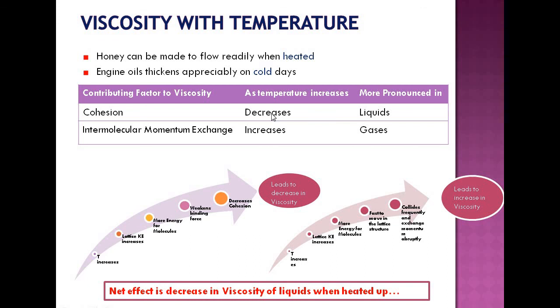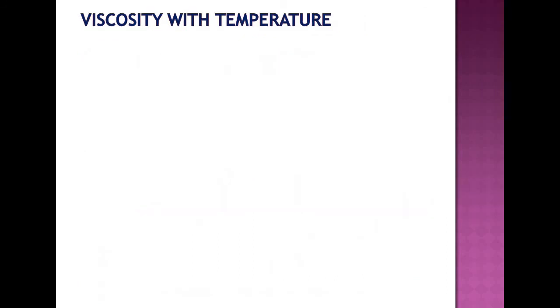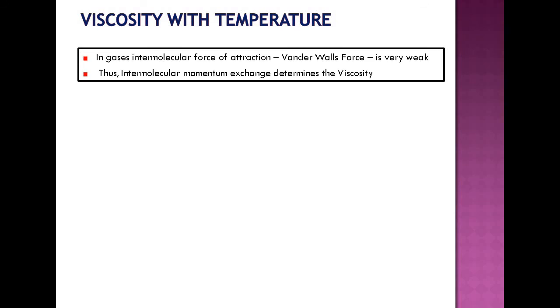For liquids, cohesion is more predominant. For gases, molecular momentum exchange is more predominant. So the net effect is a decrease in viscosity of liquids when heated, because cohesion is more predominant than intermolecular momentum exchange in liquids. So as temperature is increased, the viscosity reduces for liquids, whereas gases behave in the other way.